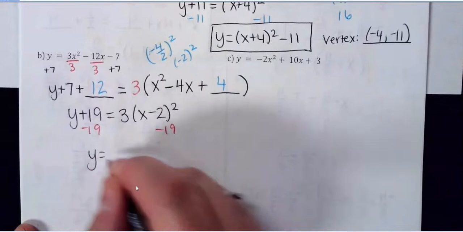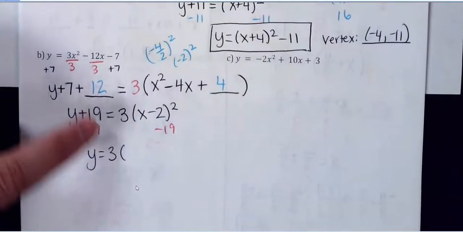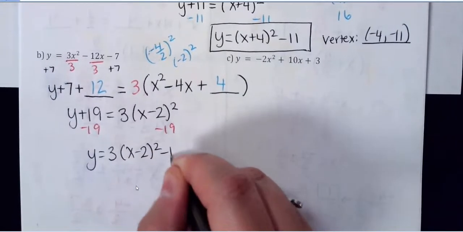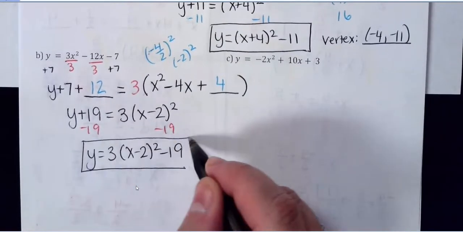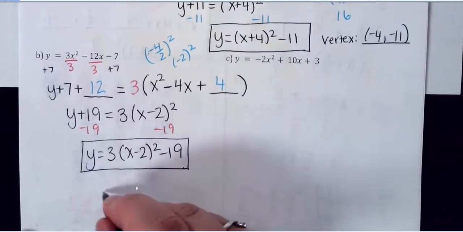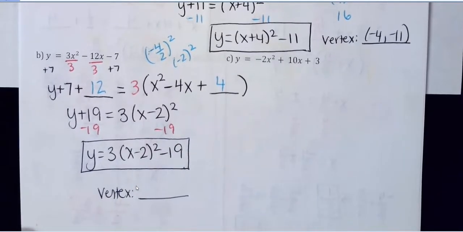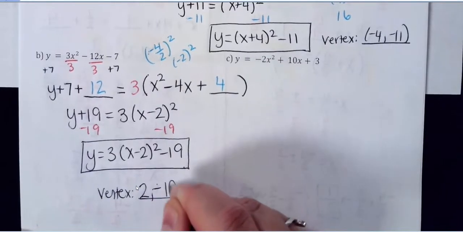So you got 3, and that's your a value. Remember, a value is the same in both forms. There's your 3, there's your 3. x minus 2 squared minus 19. That's vertex form, that same exact equation. What would you tell me the vertex of that quadratic is? 2, negative 19.